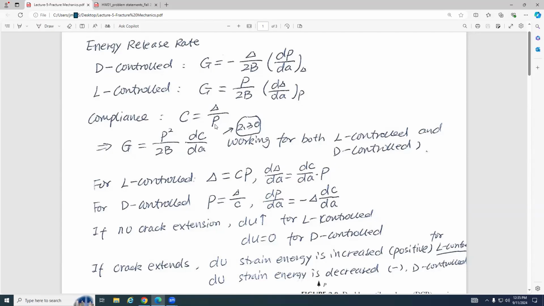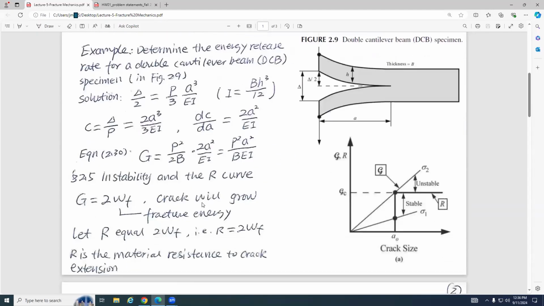So could you have done it with just finding D delta over DA and then using the L controlled equation? Yeah, you can do that. The same thing. Bobby, you can just try, okay? Using this equation instead of this one. The same thing. Yeah, good. So this is the square. This is the square.